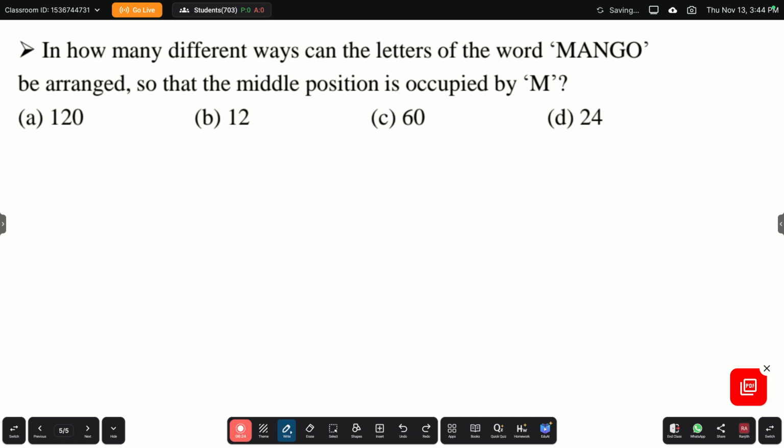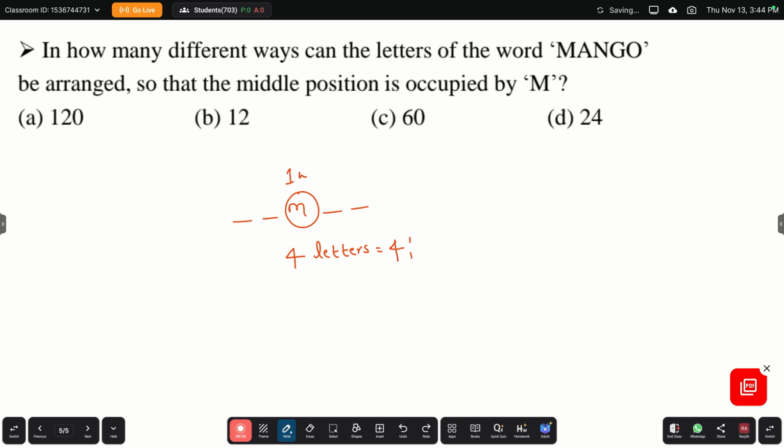In how many different ways can the letters of the word MANGO be arranged so that the middle position is occupied by M? Middle position is occupied by M. So the rest of the letters will be 4 letters. Other than M, the rest of the letters are 4 letters. 4 letters are arranged by 4 factorial.